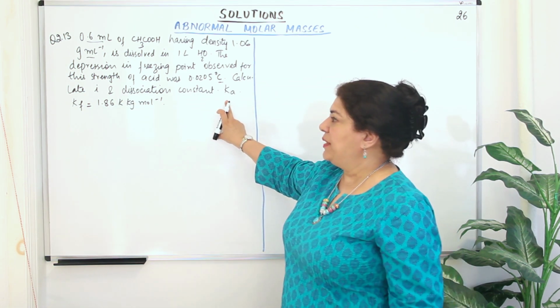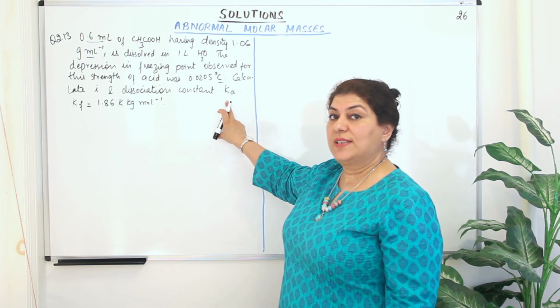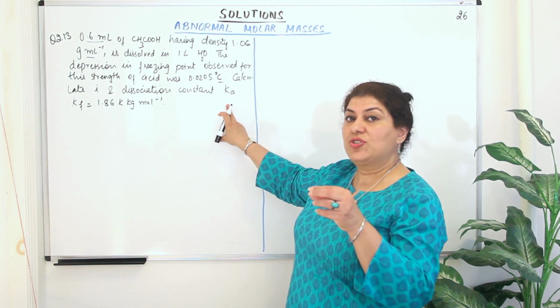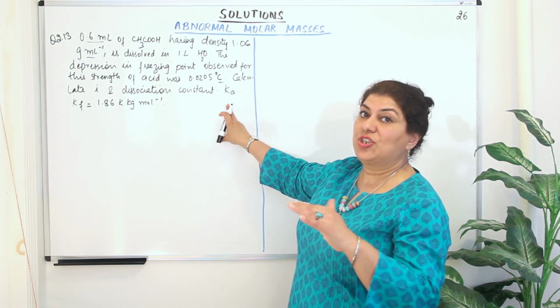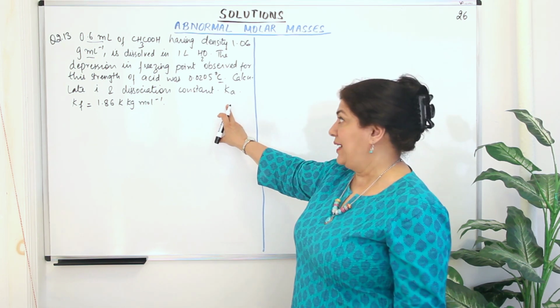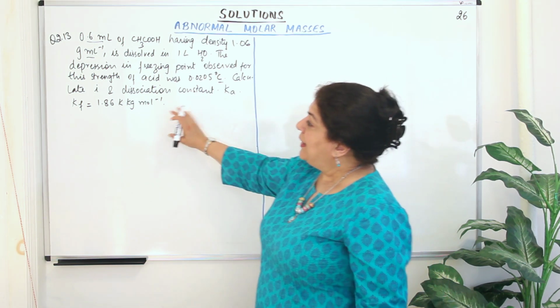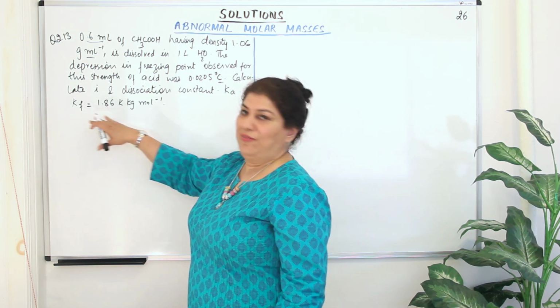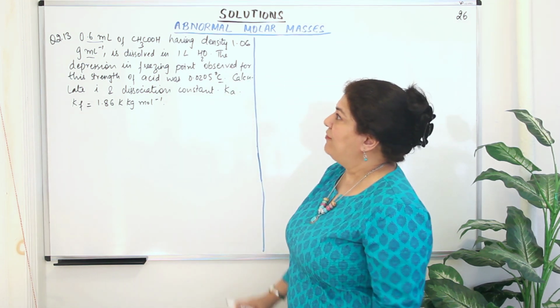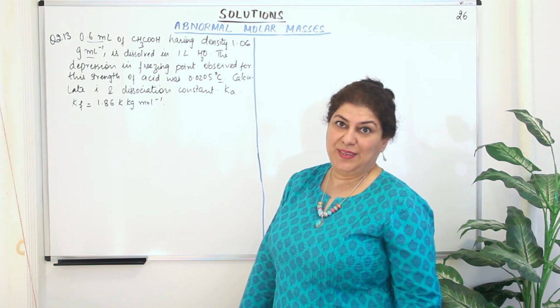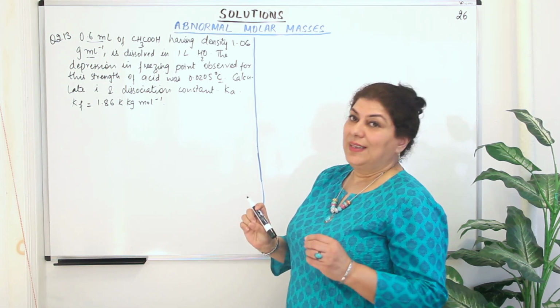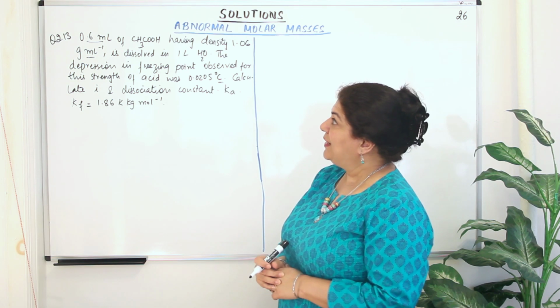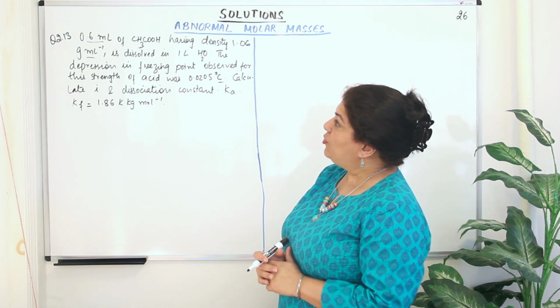We've studied equilibrium, and what is dissociation constant Ka? It is the concentrations of the products divided by the concentration of the reactant for weak electrolytes. I'll come to that later. I used the table to find out the value of Kf already. That is the value of Kf for acetic acid. So now, how do we go about this problem? You have been given 0.6 ml.